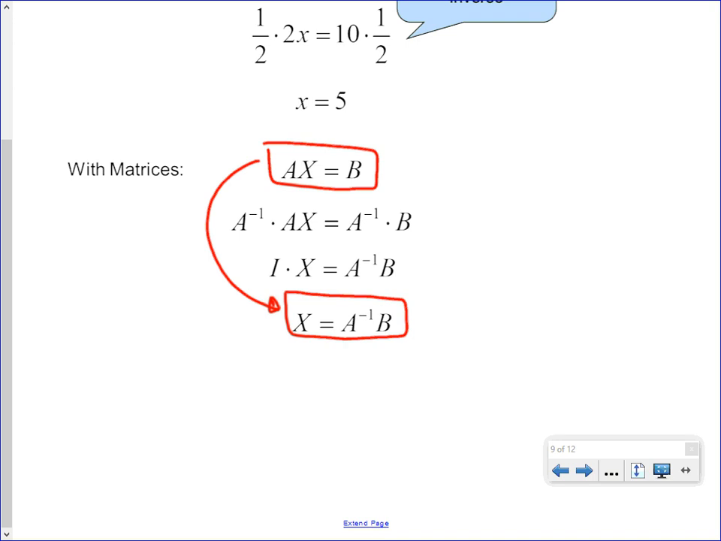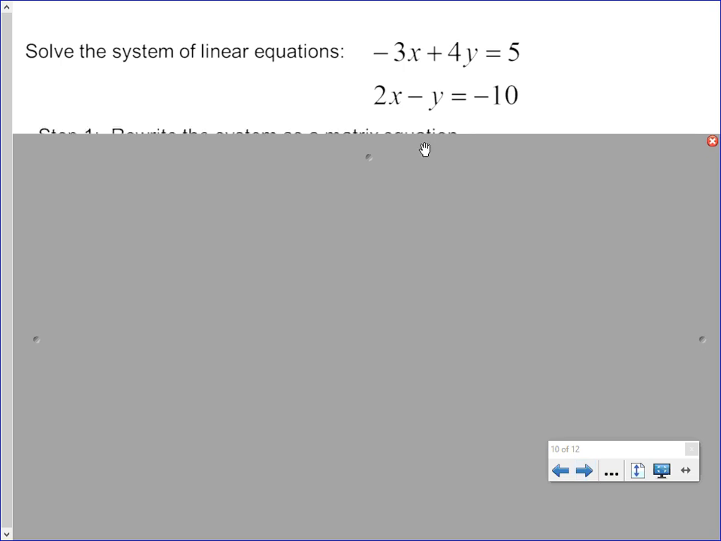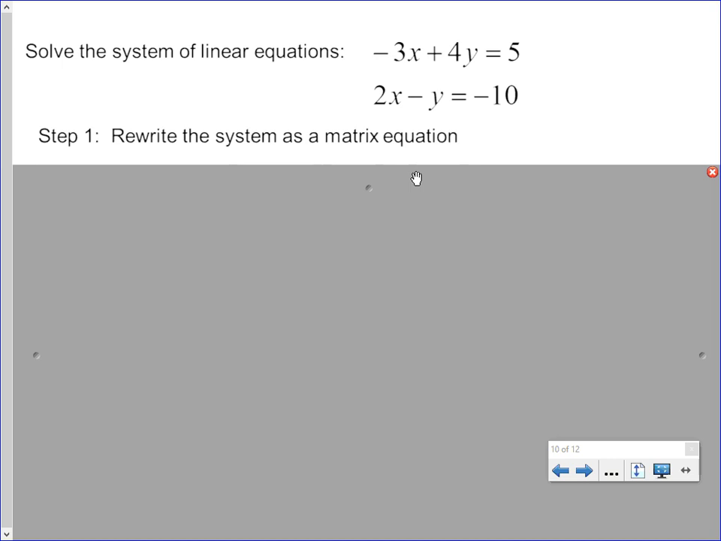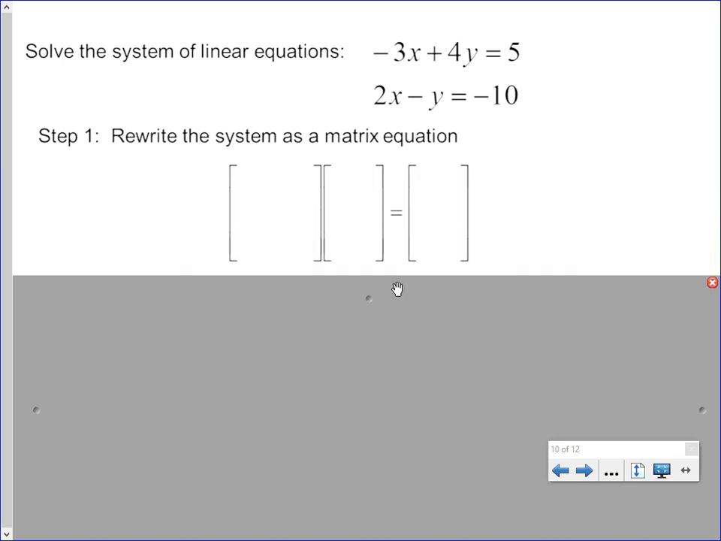Okay, so let's do it with a no calculator type problem. It's got to be a 2-variable system in order for us to be able to do it no calculator. So I've got negative 3x plus 4y equals 5. 2x minus y equals negative 10. The first step is rewrite this now as a matrix equation.